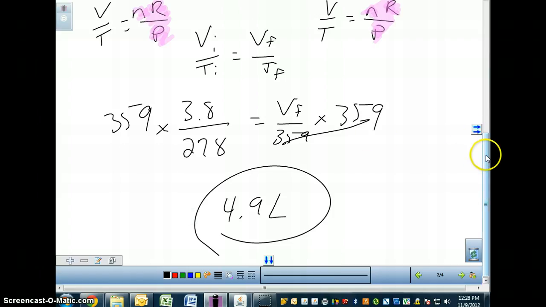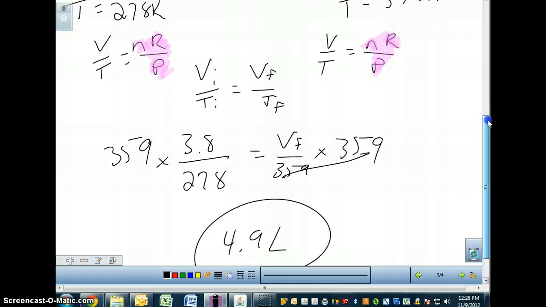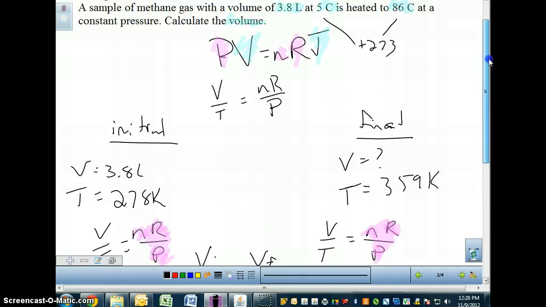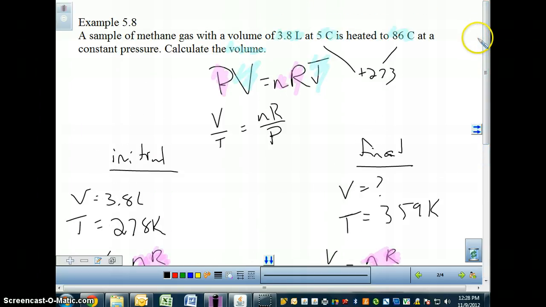As with all changing state questions, we have two variables that remain constant, our n and our P, and two variables that are changing. Now, the question does not explicitly state that our number of moles is not changing. However, it does tell us that we're dealing with a sample, a being singular. So that's an implied statement that our number of moles does not change. Again, this is example 5.8 off of page 200.